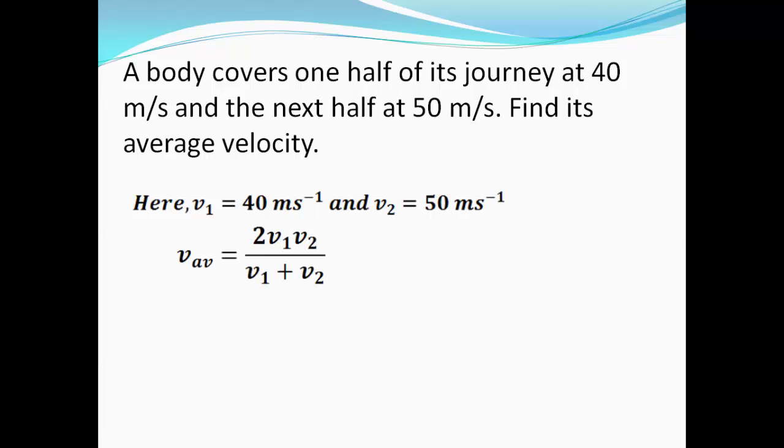Here the values are given. So V average will be 2v1 v2 upon v1 plus v2. Therefore, substituting the values and simplifying it, you will get the answer as 44.4 meter per second.